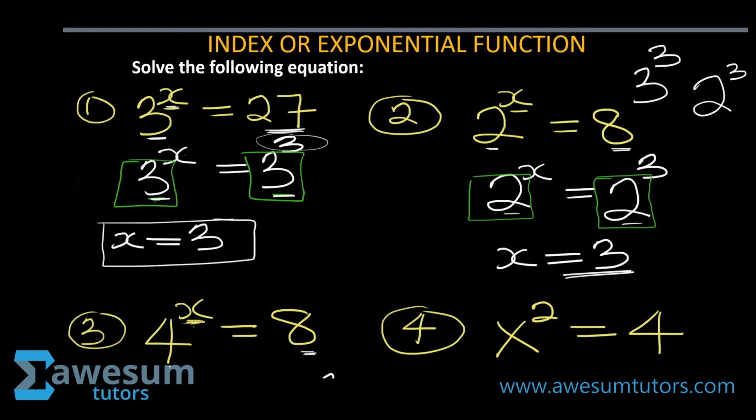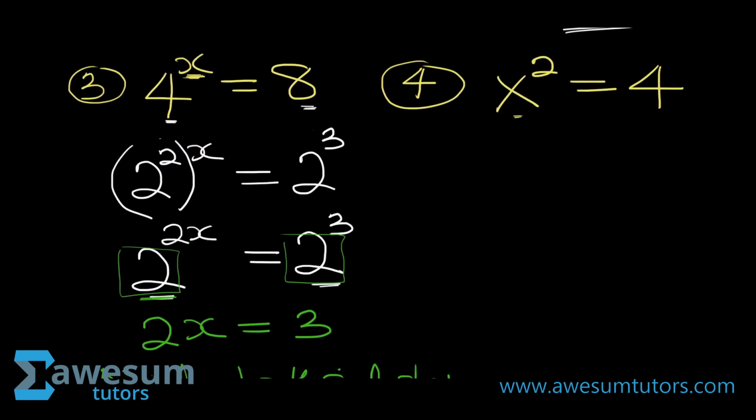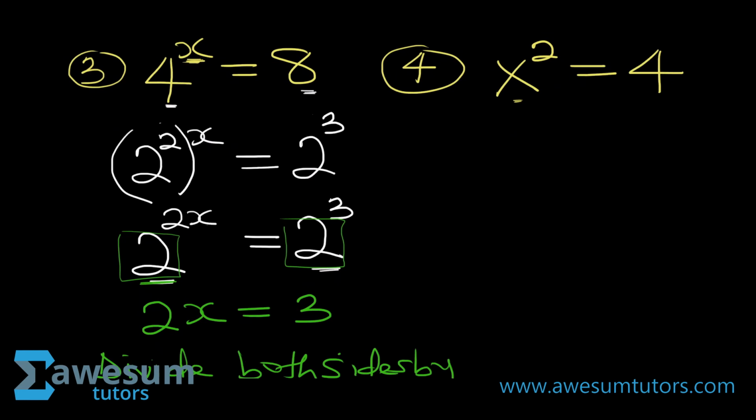Question 3, the unknown is the power, right? But in question 4, the unknown is the base. Now in this case, if your unknown is the base, what you need to do is try to express these parts to have the same power as this right hand side. And that should be pretty easy right now, guys.